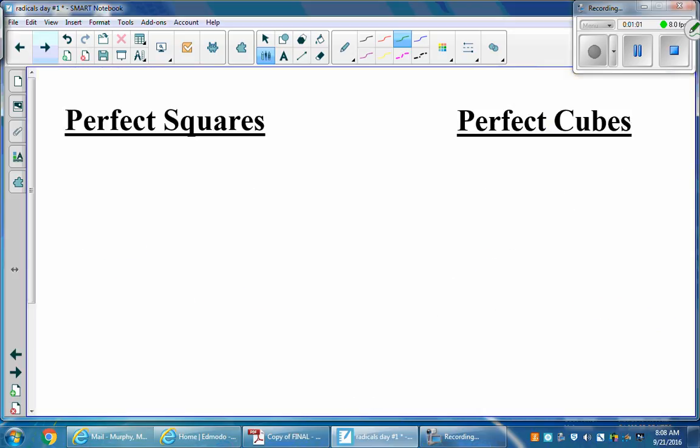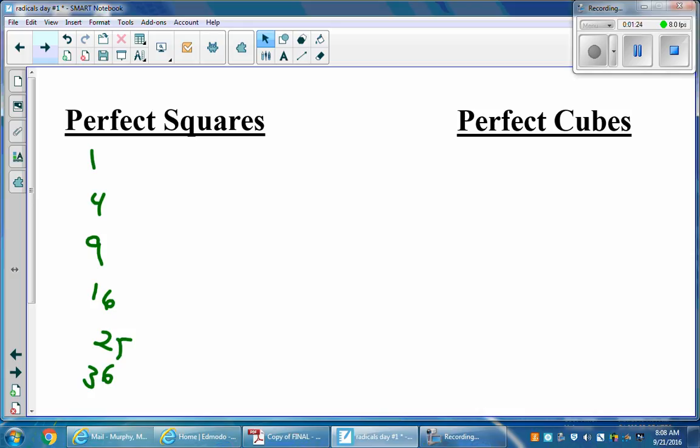Now, before we get into simplifying square roots and cube roots, we need to talk about what it means to be a perfect square and a perfect cube. Perfect squares are the results of multiplying something by itself. So for example, 1 times 1, 2 times 2, 3 times 3, 4 times 4, 5 times 5, 6 times 6. Those are all examples of perfect squares. Now, that list can obviously continue on forever, but that's just sort of the beginning of it.